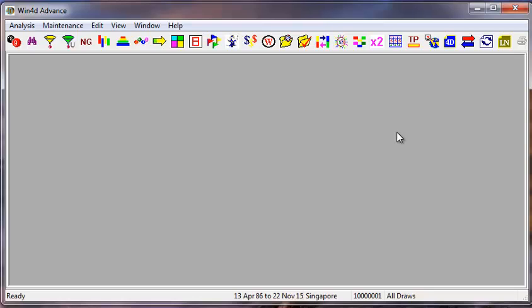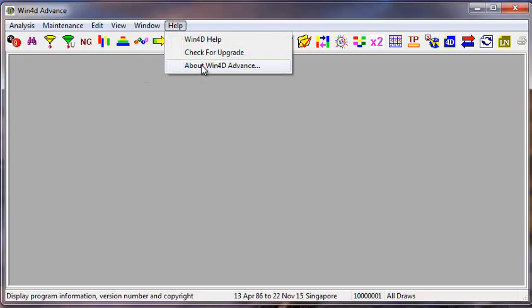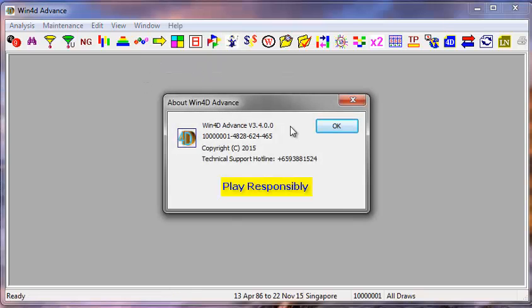Now, before we start to discuss 4D numbers, please allow me to announce very important information to all of you. If you have got the software, all you need to do is click on the help check about Win4D Advanced. Take a look at what version you are in right now. Win4D, Examblic have already launched the latest version for Win4D Advanced. The version number is known as version 3.4. So in other words, if you have got Win4D Advanced software, take a look at what version you are in.